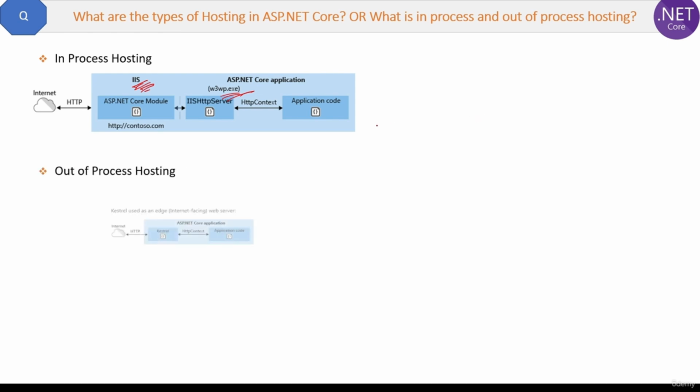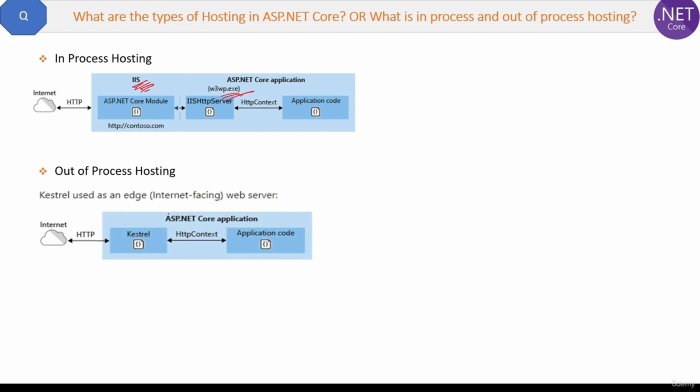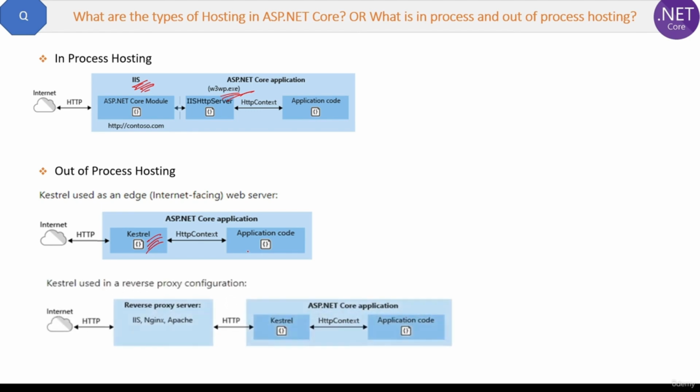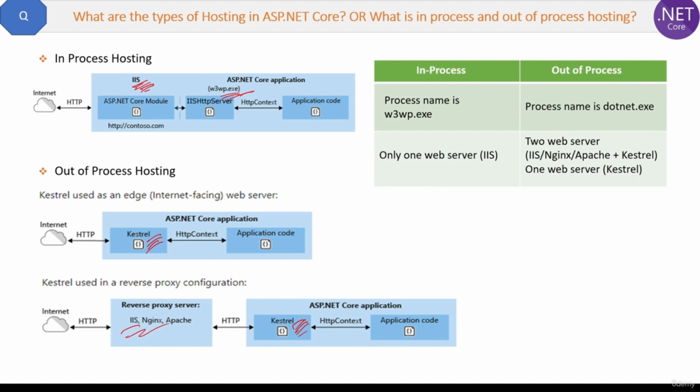The other type of hosting is out-of-process hosting, and it is of two types. In the first, ASP.NET Core uses Kestrel as the hosting server. And in the second, IIS and Kestrel both are used, where Kestrel is used as the reverse proxy configuration. Okay, so one has to set the value of the ASP.NET Core hosting model property to InProcess in the project file.